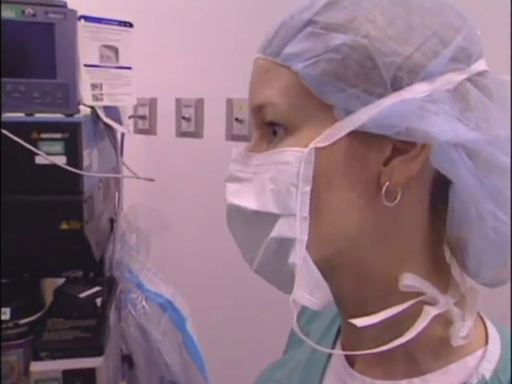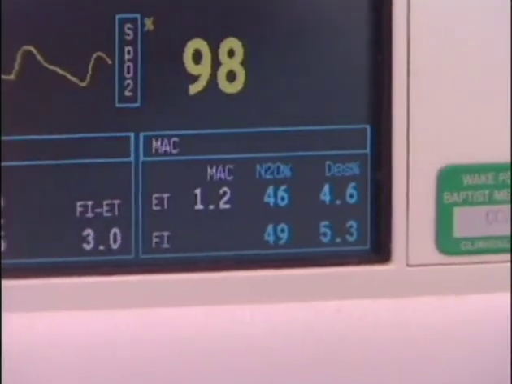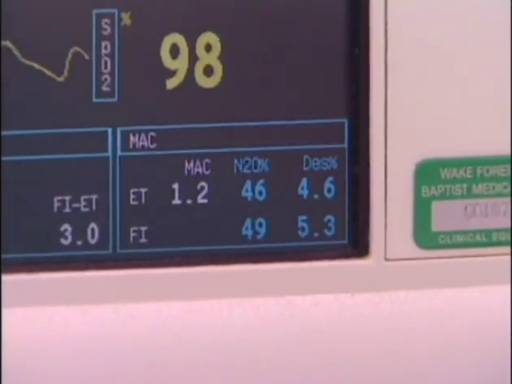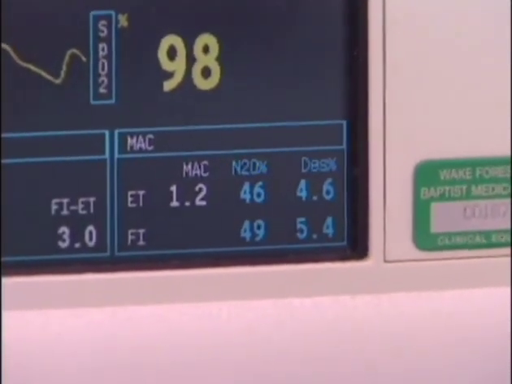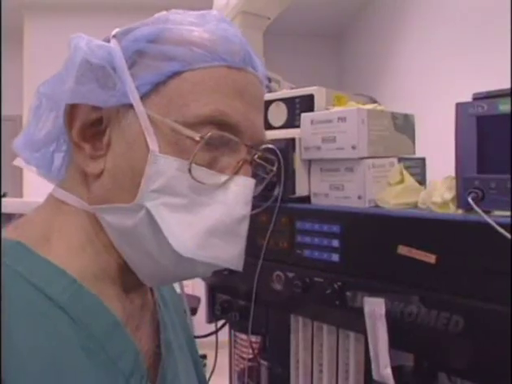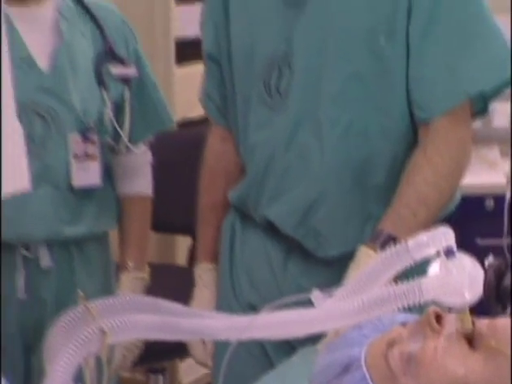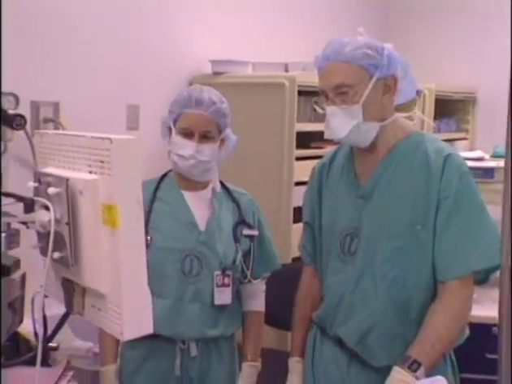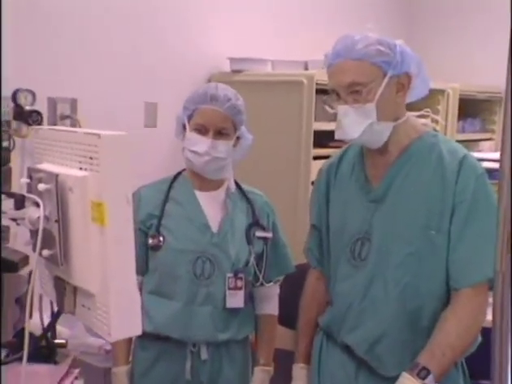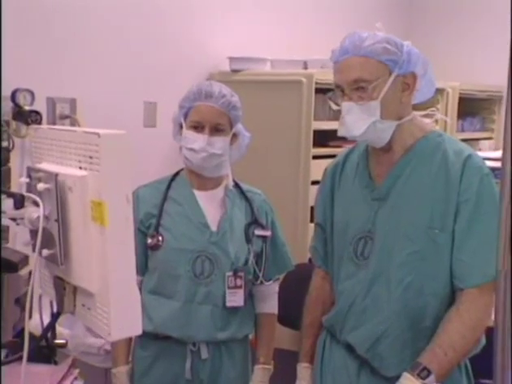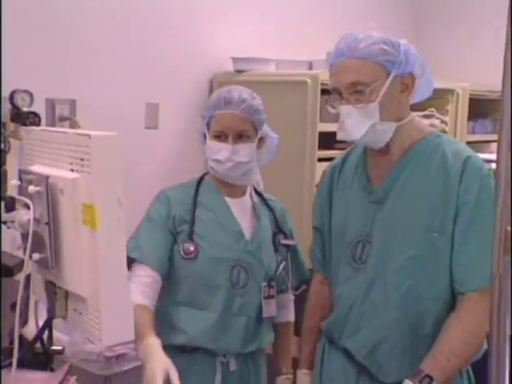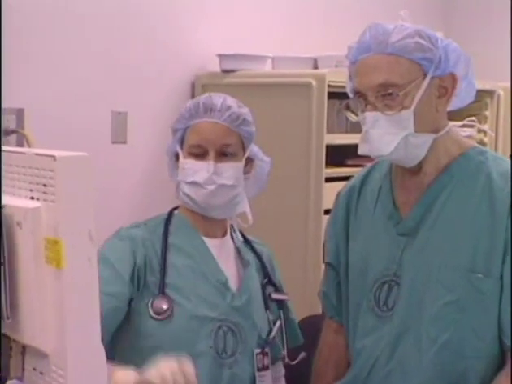We know we have a CO2 that is 41 and an end-tidal desflurane of about 5%. Okay, we'll get that up to 8% and see what changes. Okay, we've gotten up to 8% by turning the desflurane concentration up. What can you tell me you see now? Well, her end-tidal CO2 has gone up slightly. To how high? Now at 47.